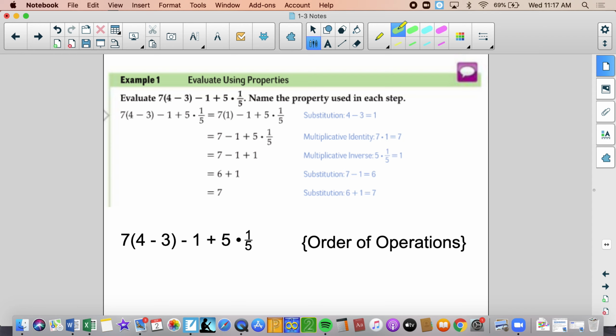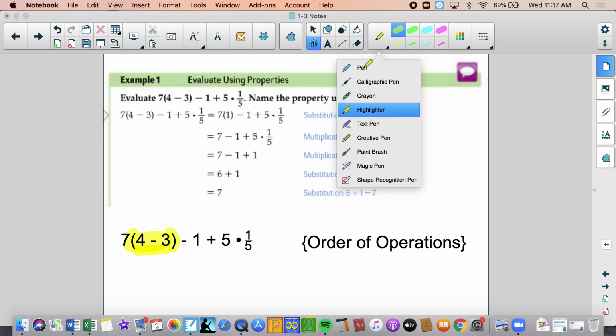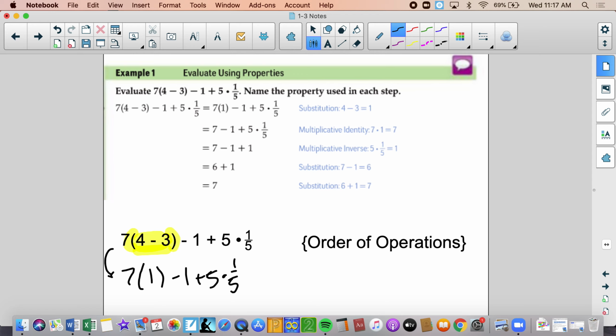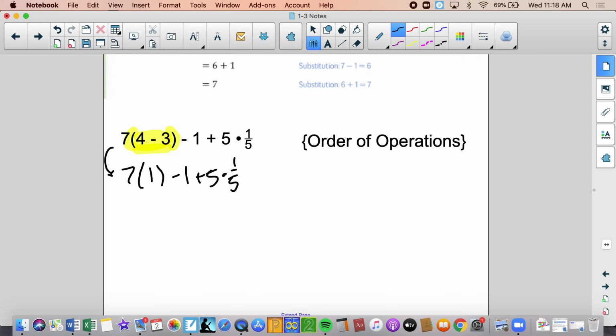Do I have grouping symbols in the problem? Yeah, here are my grouping symbols. So I'm going to do what's inside this. 4 minus 3 gives me 1. Going from this line to this line, what property did I use? I used the substitution property. Instead of 4 minus 3, I used 1. I substituted a value in there. All right, the next step.